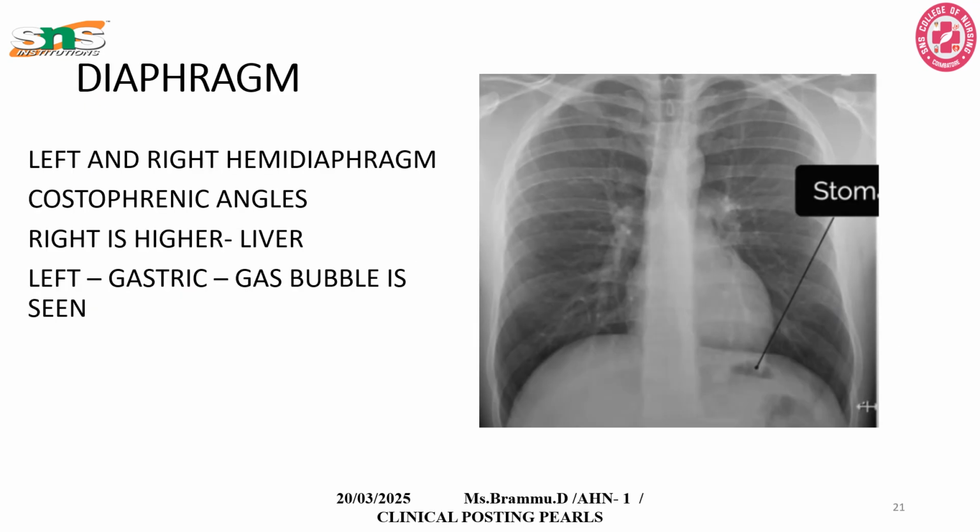Coming to the diaphragm, the right and the left hemidiaphragm, you can see the costophrenic angles ending with the lateral. In all patients, you can see that the right diaphragm is always higher than the left because of the liver which occupies the right upper quadrant. As well, in the left upper quadrant, due to the presence of the stomach in the epigastric region, you can see the gastric bubbles in and around the chest X-ray, which is a normal finding.